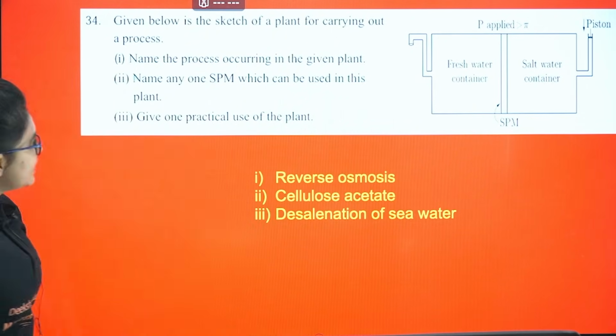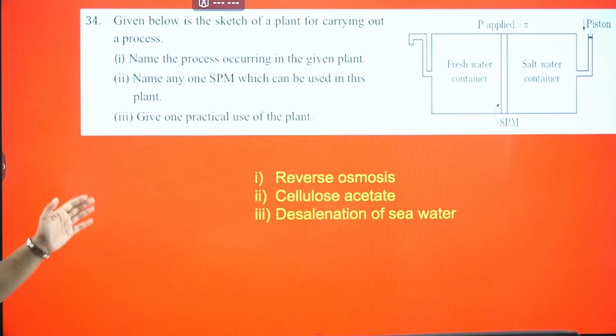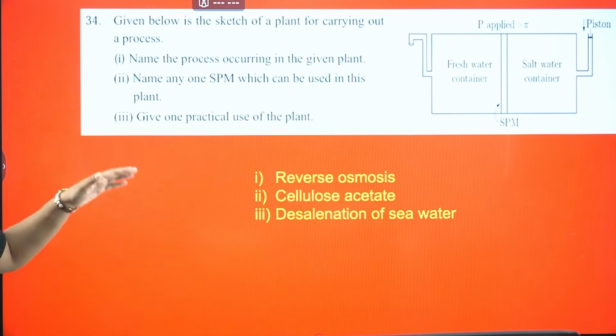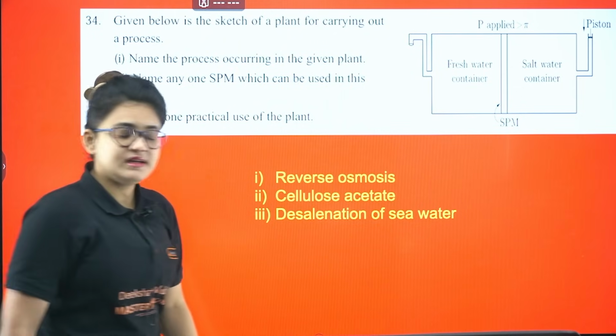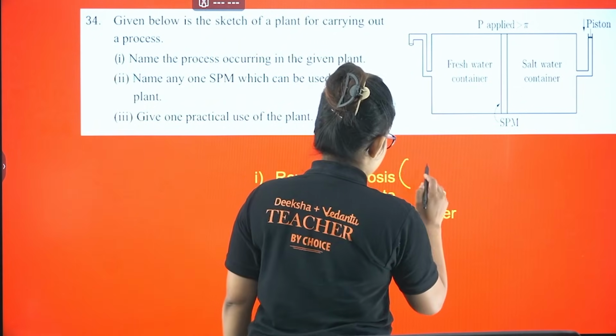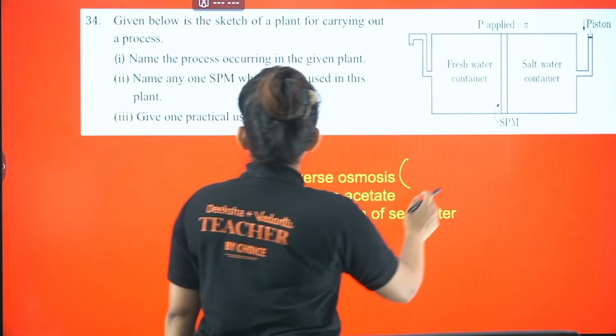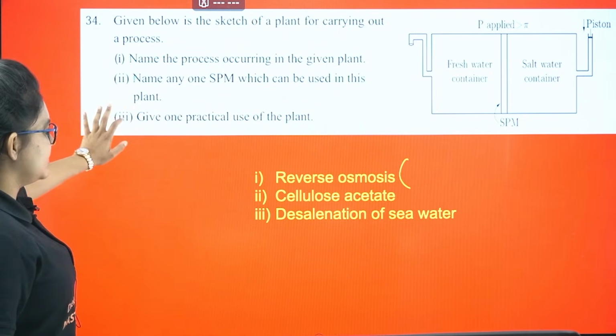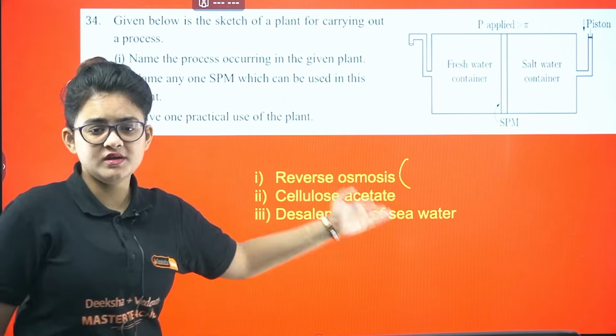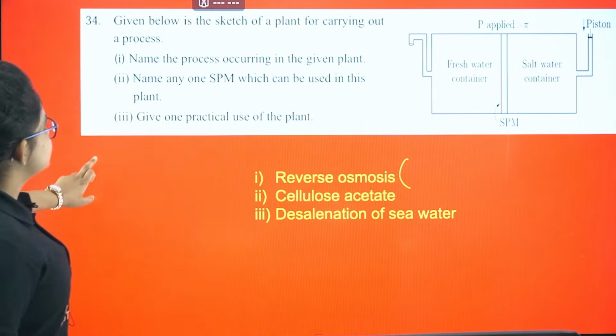Now name any one SPM, means semi permeable membrane, which can be used in this plant. We can use cellulose acetate for the desalination. So reverse osmosis, in bracket you can write desalination as well. One practical use is already given in the question, so desalination of seawater you can mention. I guess it's clear.